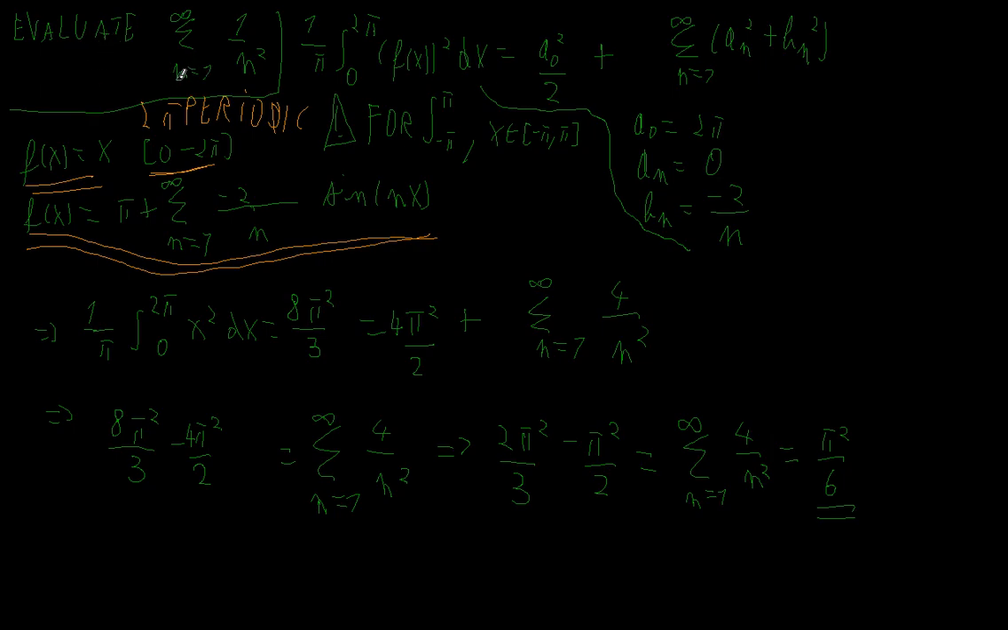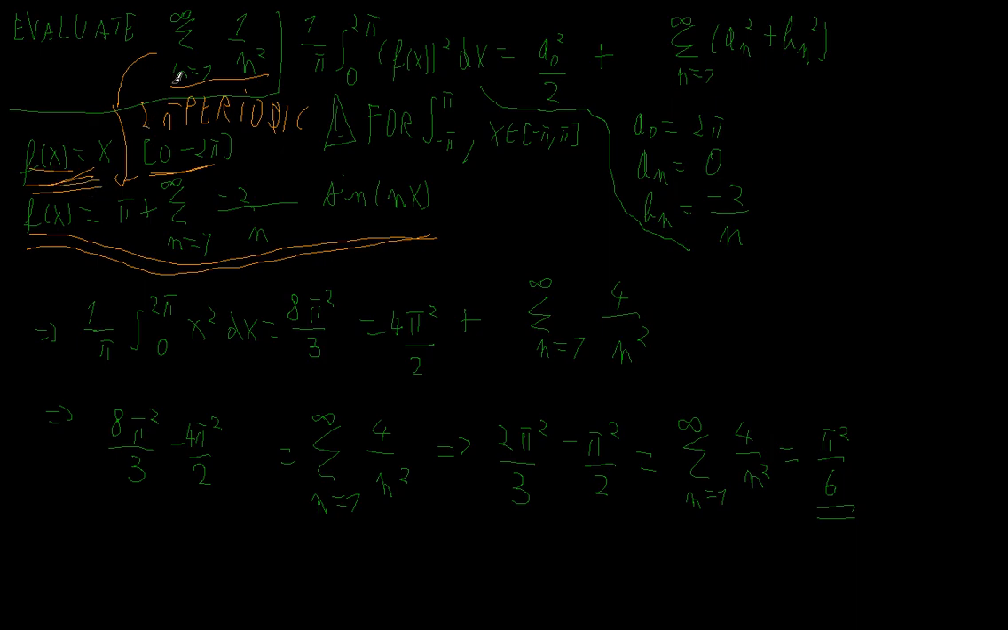sum, to evaluate the value of the sum of n is equal to 1 to infinity of 1 over n squared, and I want to evaluate this sum using this. I want to find the value of this sum using the Fourier series representation of that function f of x is equal to x.